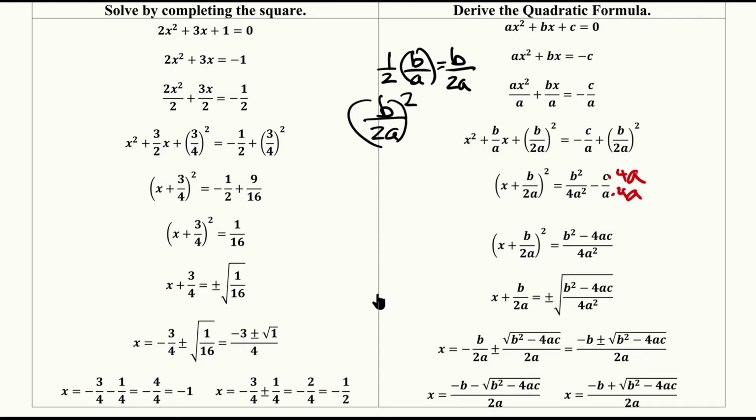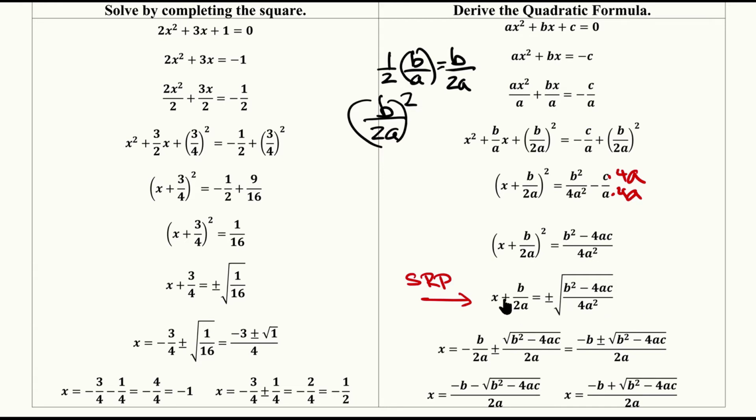And notice now, just like we were ready in this step here for the square root property, we are ready for the square root property here as well. So to go from this step to the next is justified by the square root property. Okay, so now we go ahead and apply the square root property, and we get x plus b over 2a must be plus or minus square root of all that, b squared minus 4ac over 4a squared.